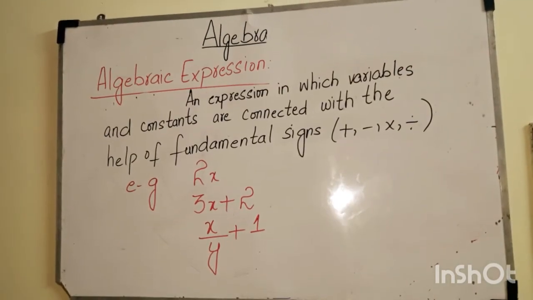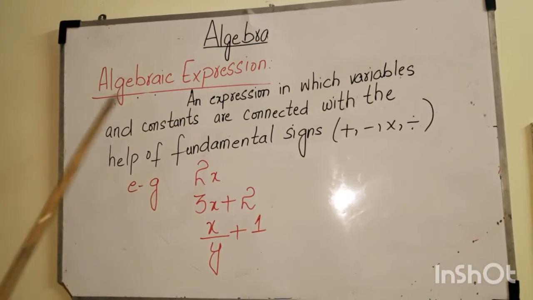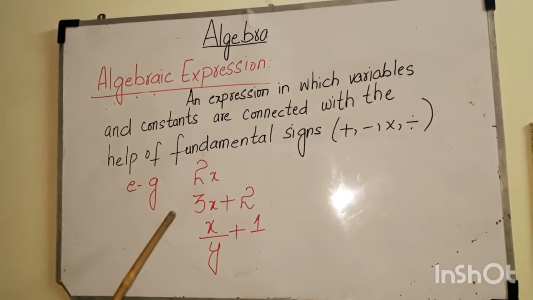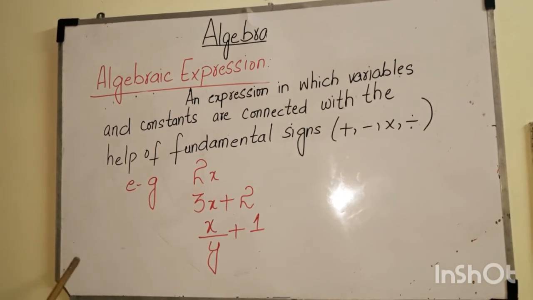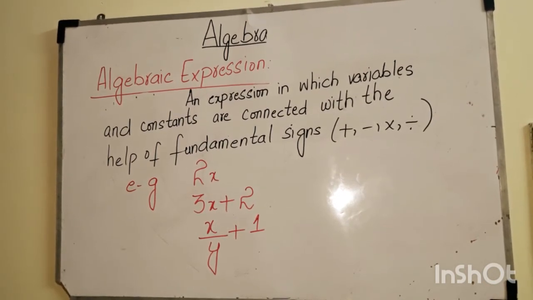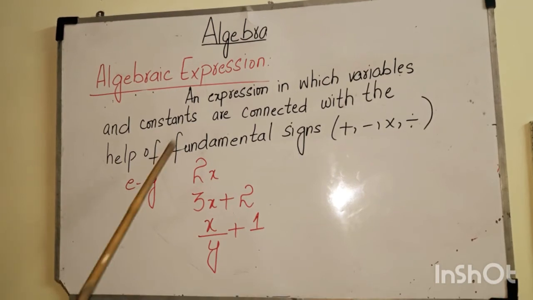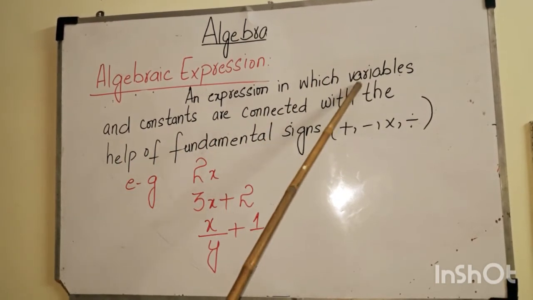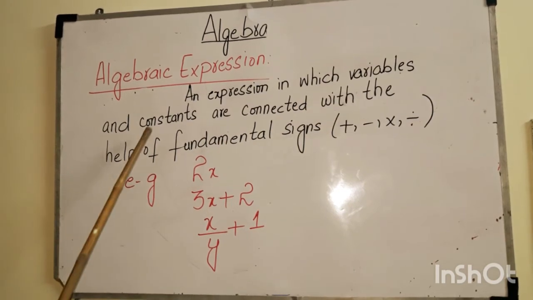Now the next important thing you need to understand about algebra is the algebraic expression. What is an algebraic expression? It is a later term which is connected with all the previous terms I have explained to you. It is an expression in which variables and constants, I have explained what the variable is, and what the constants are.